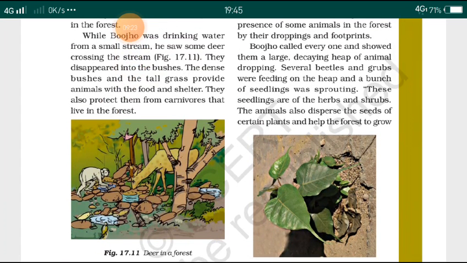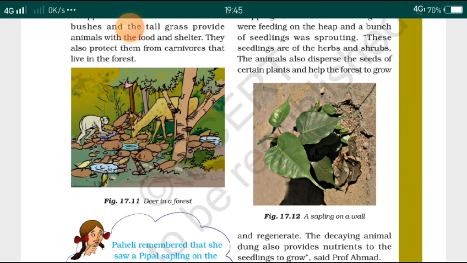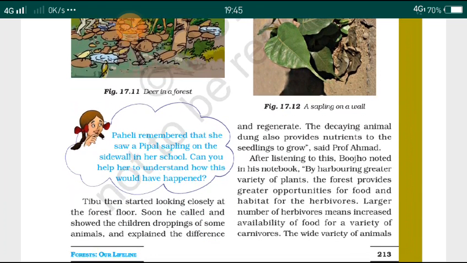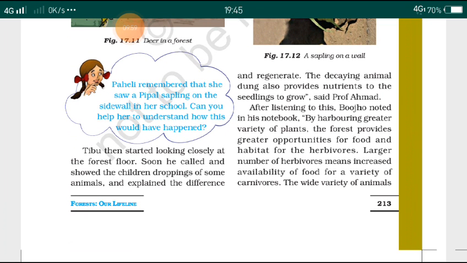Bhujo called everyone and showed them a large decaying heap of animal droppings. Several beetles and grubs were feeding on the heap and a bunch of seedlings was sprouting. These seedlings are of herbs and shrubs. The animals also disperse the seeds of certain plants and help the forest to grow and regenerate. The decaying animal dung also provides nutrition to the seedlings to grow, said Professor Ahmed.